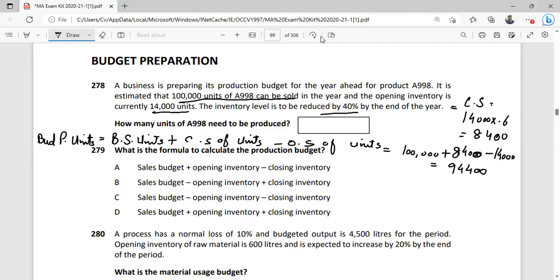What is the formula to calculate the budgeted production? Sales plus closing inventory minus opening inventory. So B is the right answer. This is the formula which we used in the last MCQ.